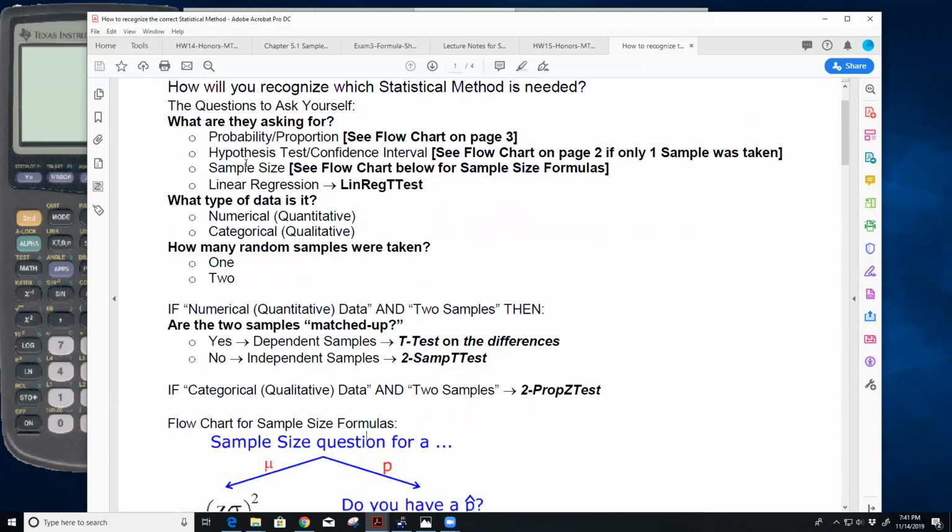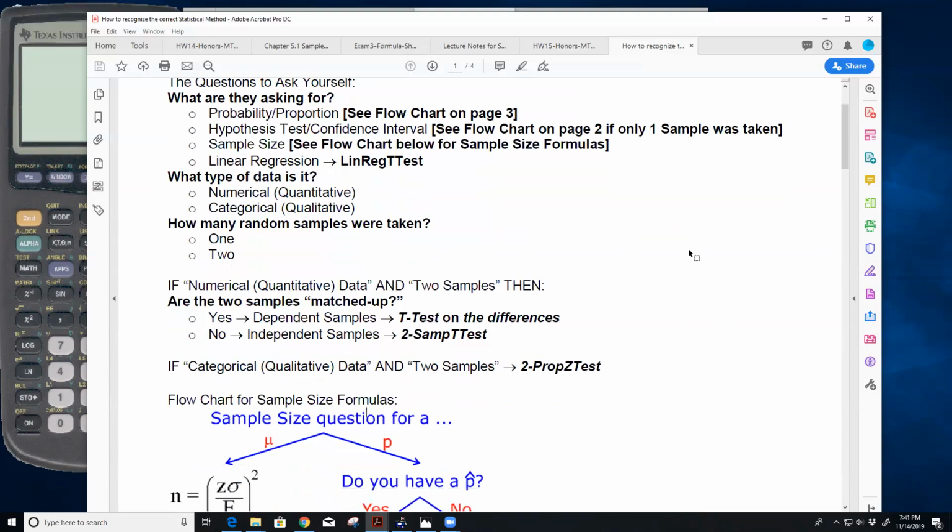All right. And so now linear regression, we won't get to that till after exam 3. So that'll be one of the last things we cover. But what are they asking for? These are the sort of things that you've seen or are going to see. Second question, what type of data is it? We only have these 2.